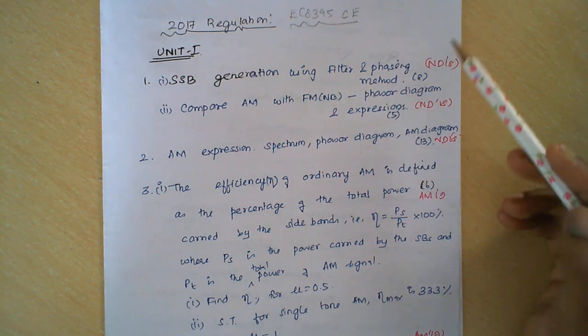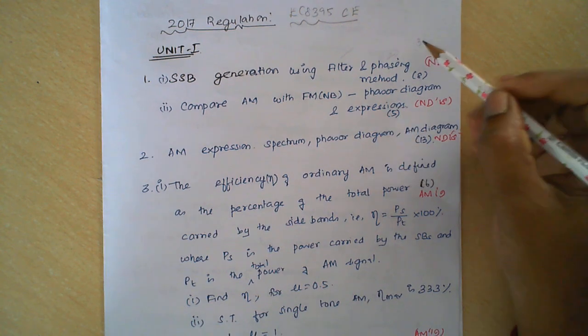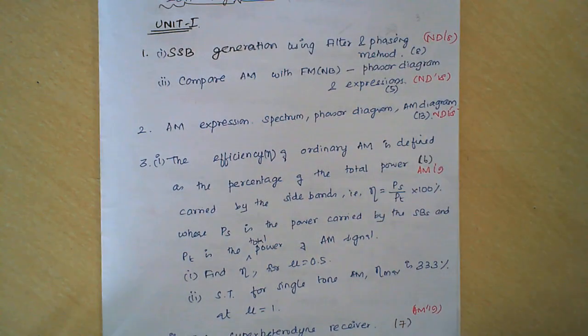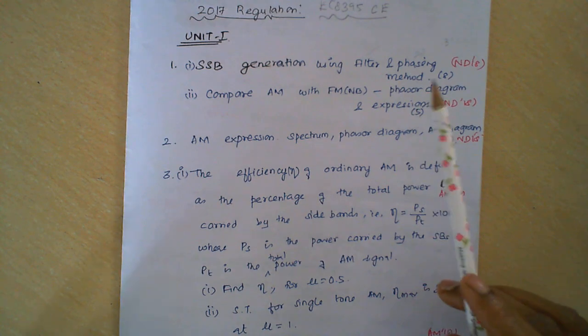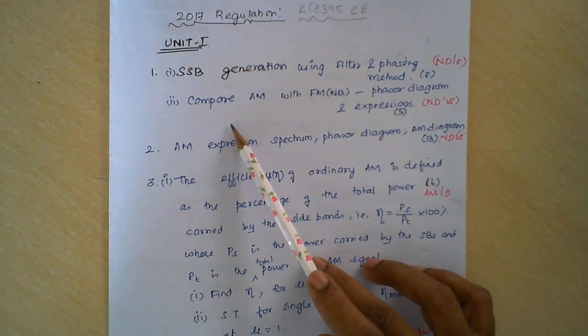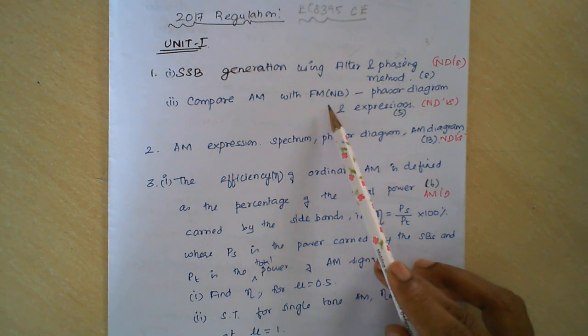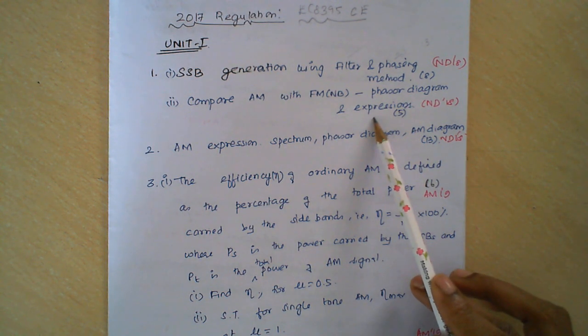For 8 marks you should write at least 3 pages. By 3 pages I mean this one page, this one is the next page, and this one is the next page. So it should comprise at least 3 pages. Next is about comparing AM with narrowband FM with respect to phasor diagram and expression.